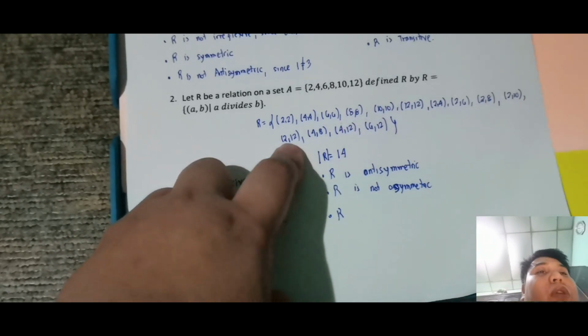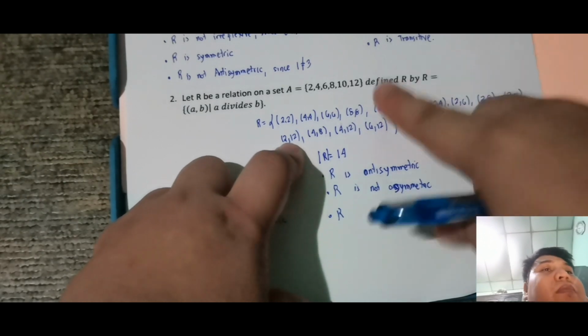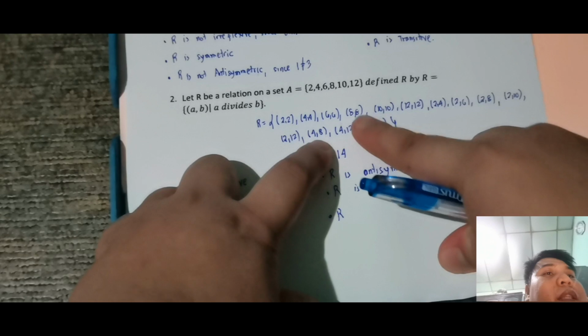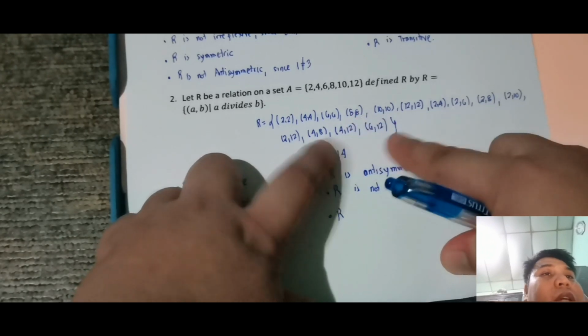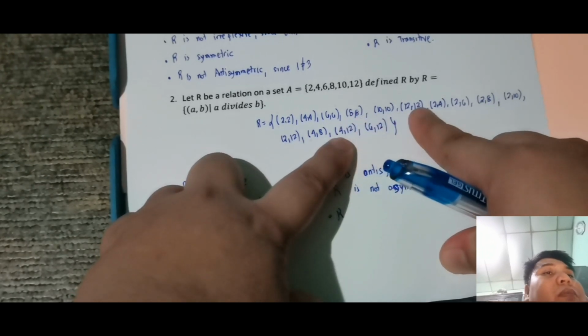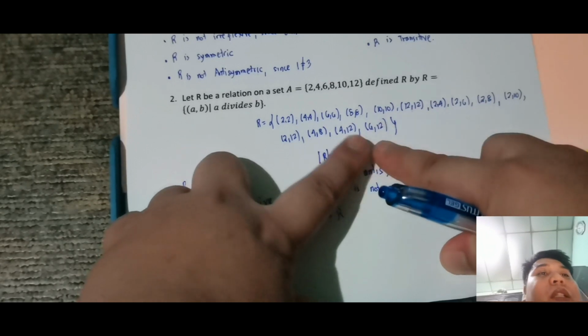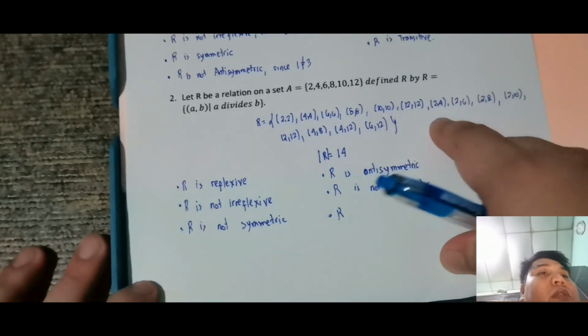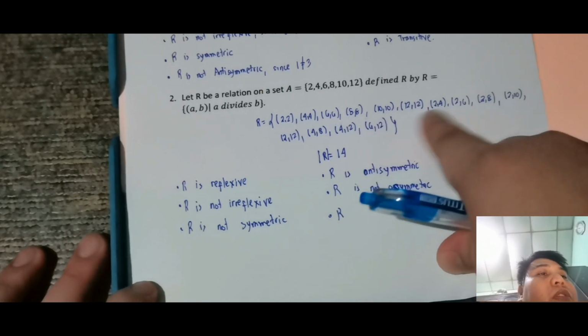Okay, next. (2,12), (12,12), (2,12). Wala na. (4,8), (8,8), (4,8). So, wala na. (4,12), (12,12), (4,12) pa rin. Then, (6,12), (12,12), (6,12). Then, wala nang bibridge. Okay, so (6,12) wala nang bibridge bukod doon sa (12,12).